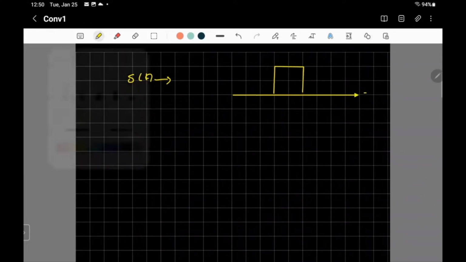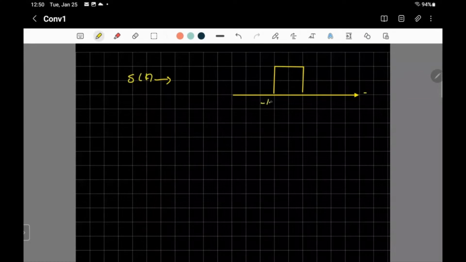And it's from minus 1.5 to 1.5 and 0 here in the middle, and the height is equal 1. Now we want to get the response for delta t minus 2. So what response do you think? Shifted to the right, exactly, because the input was shifted.